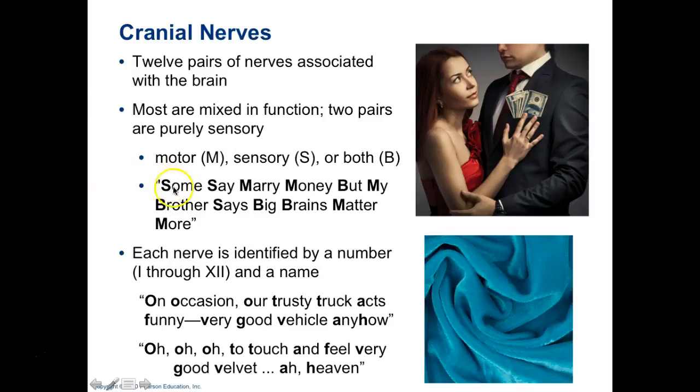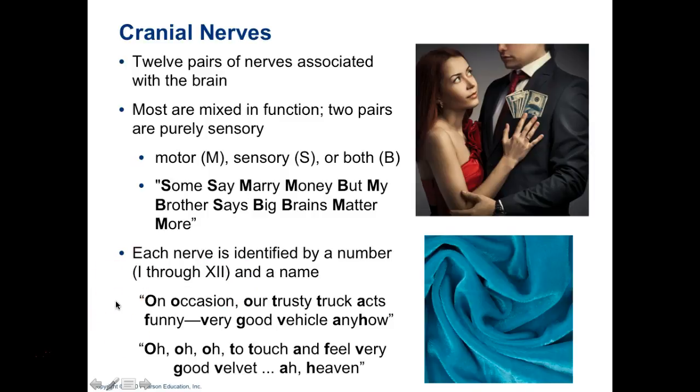So for example, cranial nerve number 1 would be S for sensory. Cranial nerve number 3 would be M for motor, although it technically does both, but it's more motor function. But anyway, another way you can remember the names of the cranial nerves is to learn phrases like this.